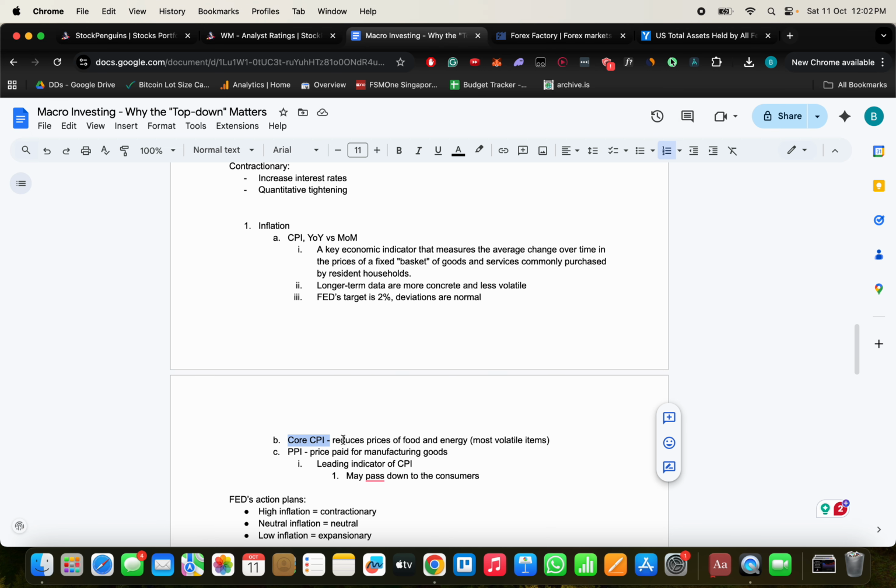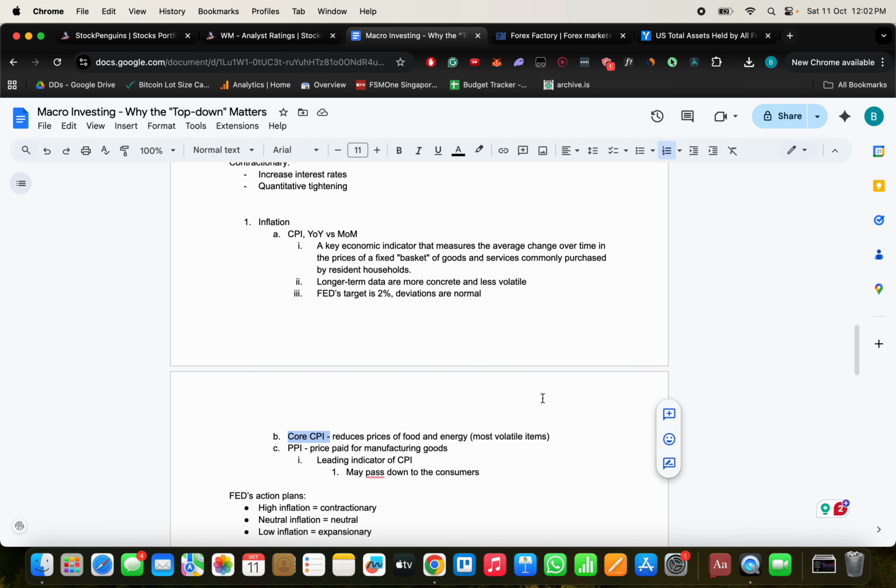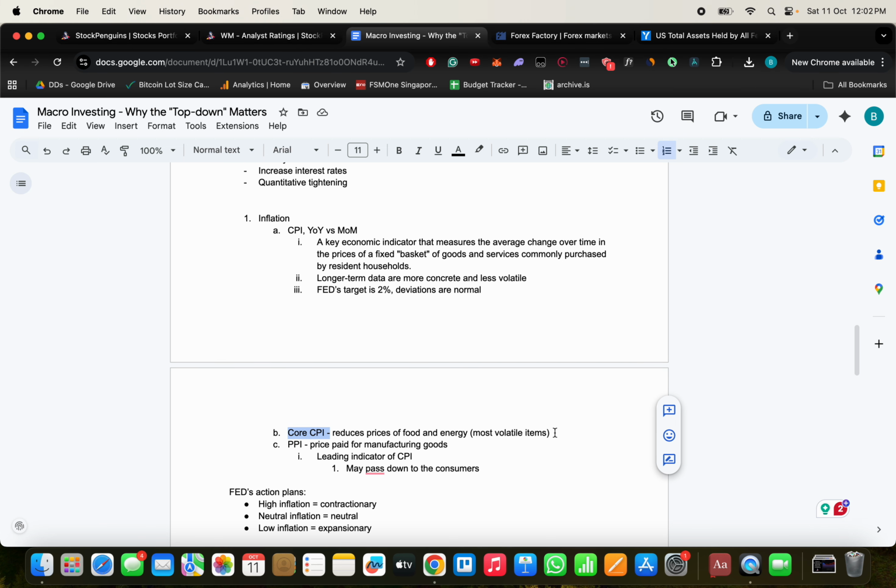Core CPI excludes the price of food and energy, which are the most volatile items in computing your normal CPI. Your PPI is the price paid for manufacturing goods. It's a leading indicator of CPI because businesses, especially at the highest point of the supply chain, may or may not choose to pass their prices down the supply chain, and this ultimately gets passed down to the end user, which is your CPI print, right? So as you see PPI start to increase heavily, it's a very strong sign that CPI will start to follow suit sooner or later.